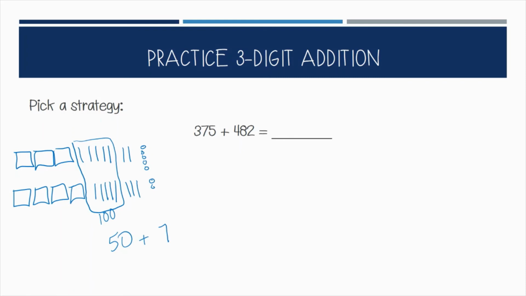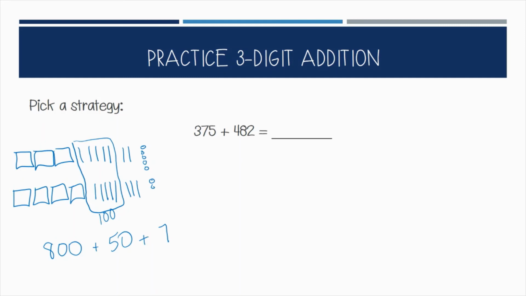Now I'm going to count up my hundreds. 1, 2, 3, 4, 5, 6, 7, 8 hundreds. Got to remember to do the ones where I regrouped from my tens. So I get 800 plus 50 plus 7.